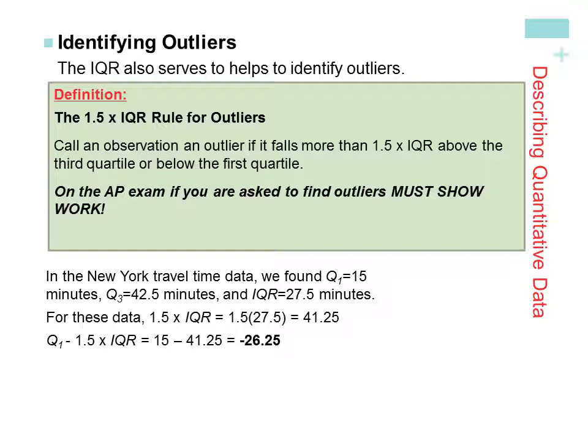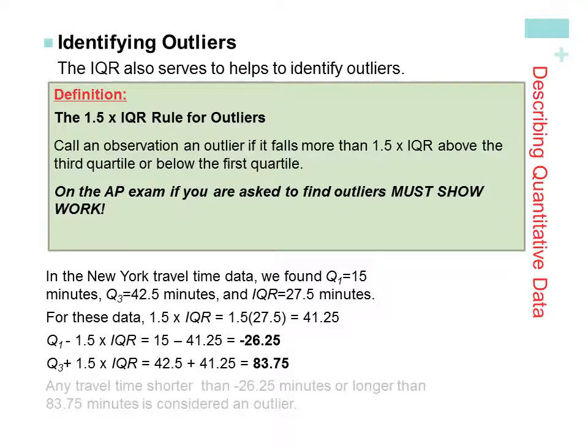We take quartile 1 minus 1.5 times the IQR, so 15 minus 41.25 gives us a negative commuting time, not even possible, obviously not an outlier. However, if I take Q3 plus 1.5 times the IQR, this is the math you want to show: 42.5 plus 1.5 times the IQR gives us 83.75. That tells us anything above 83.75 is an outlier.